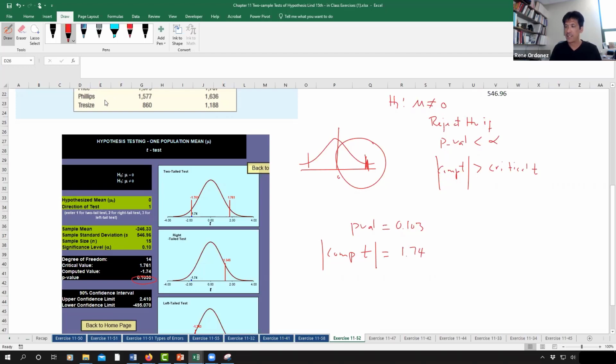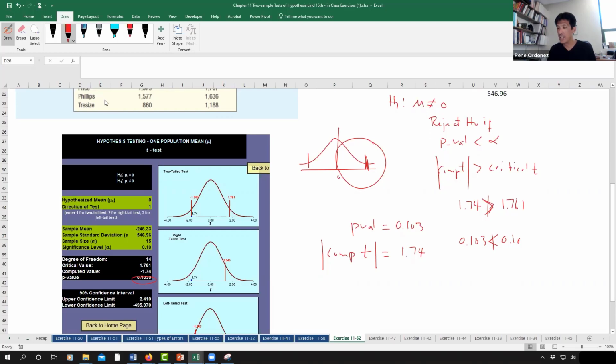And then the absolute value of computed t is 1.74. So 1.74, is this greater than the critical t of 1.761? The answer is no, it is not. All right. Also, if we look at the p-value, it is 0.103. Is this less than 0.10? The answer is no, it's not.